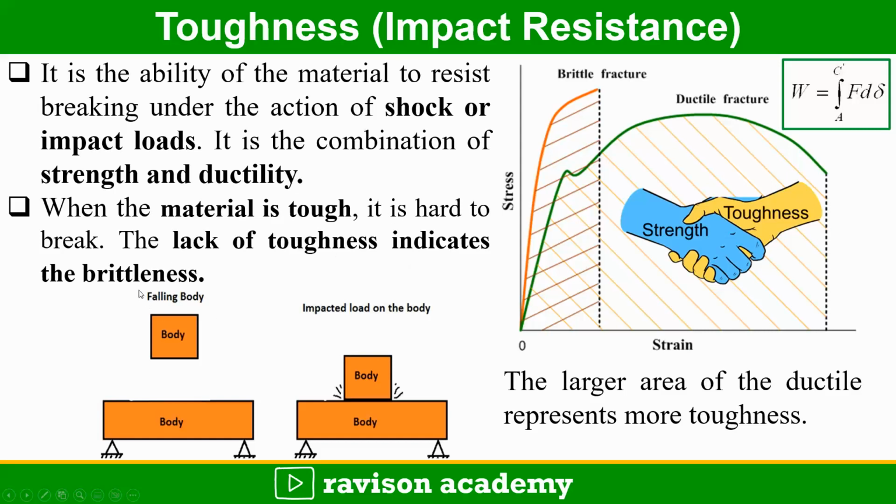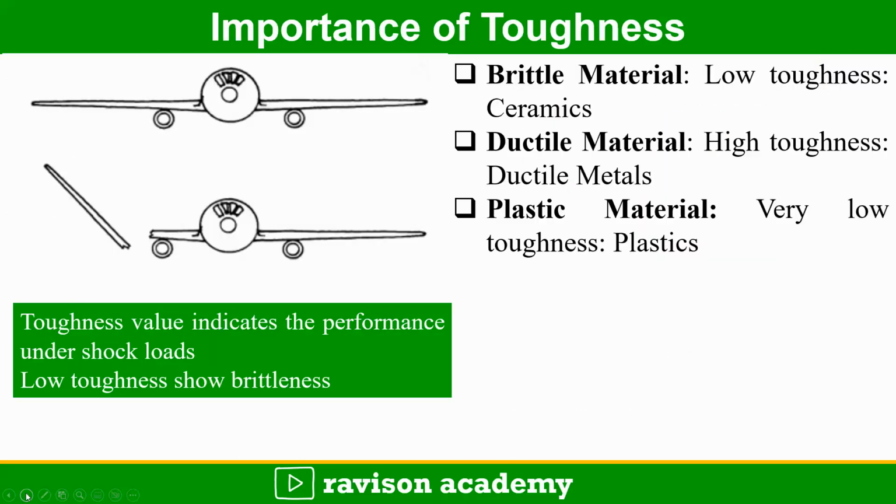In this stress strain curve, we can see the area enclosed by the brittle material is very small, and the area enclosed by the ductile material is very large. So we can say the ductile material has very high toughness compared to the brittle material. The larger the area, the more toughness of the material. The brittle material has very low toughness, like ceramics, and the ductile material has very high toughness. All the metals come under ductile materials, and plastic materials have very low toughness.